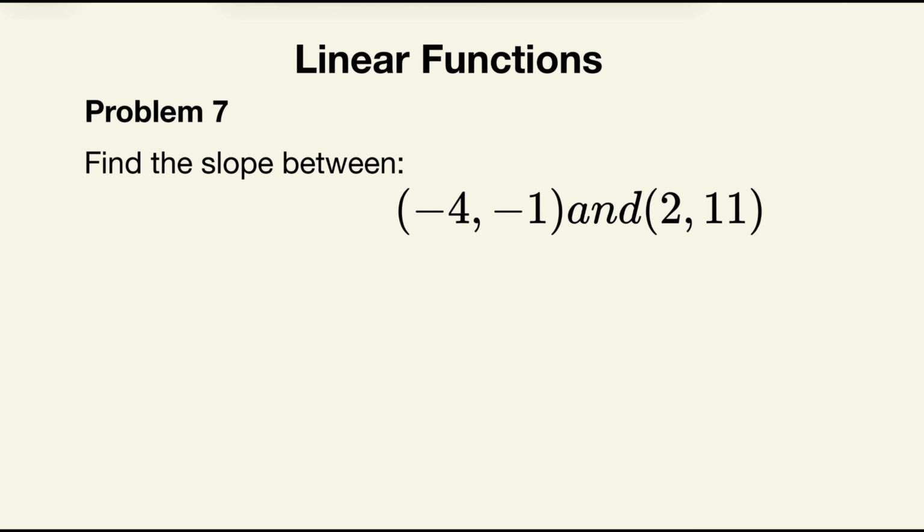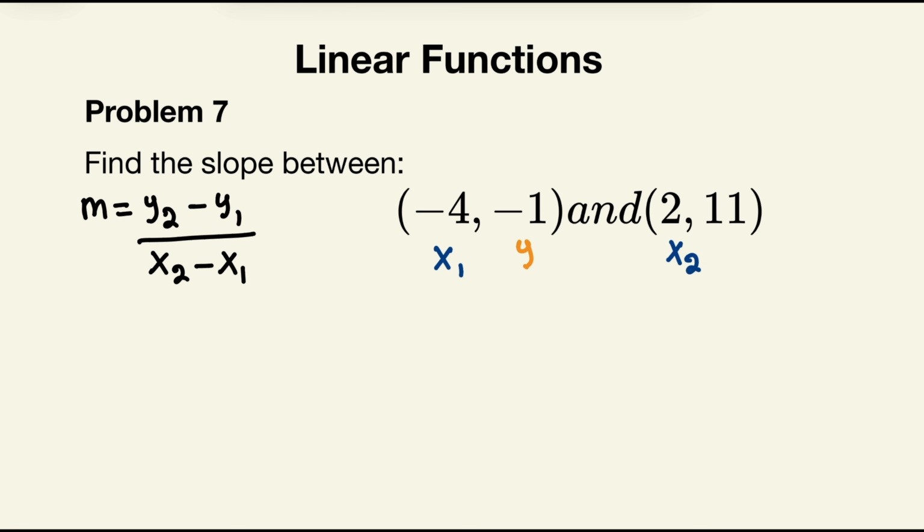Here's the next problem. We have to find the slope between (-4, -1) and (2, 11). Recall the slope formula, which is m, which is your slope, equals y sub 2 minus y sub 1 over x sub 2 minus x sub 1. And I would suggest labeling your points here. Of course, we have x sub 1 here, x sub 2 here, and finally we have y sub 1, y sub 2. Go ahead and plug in your values.